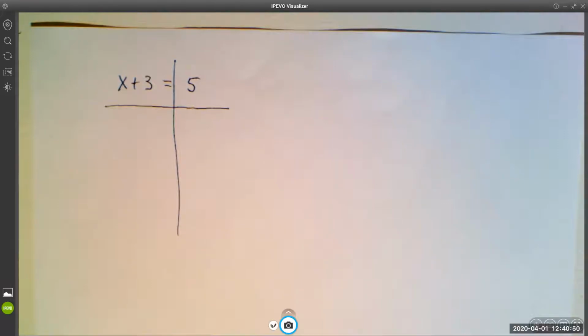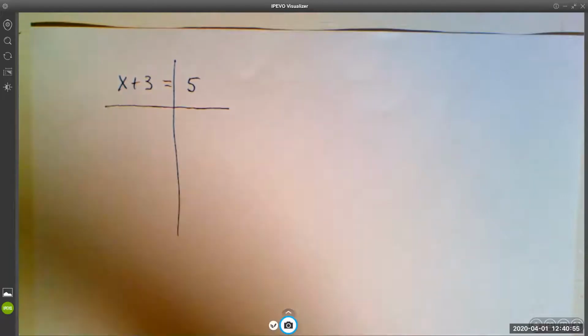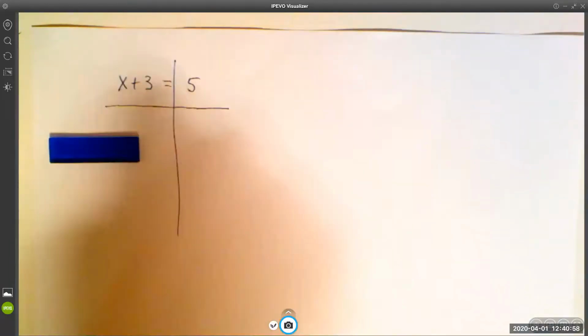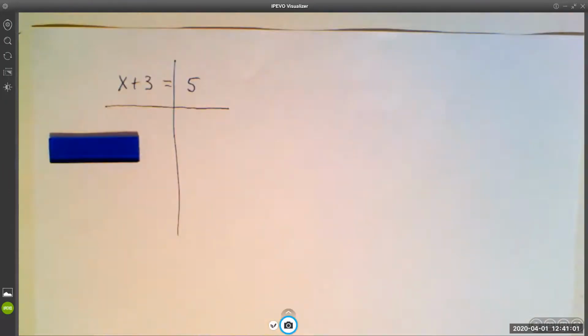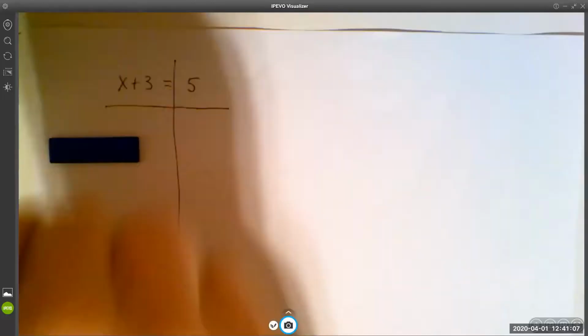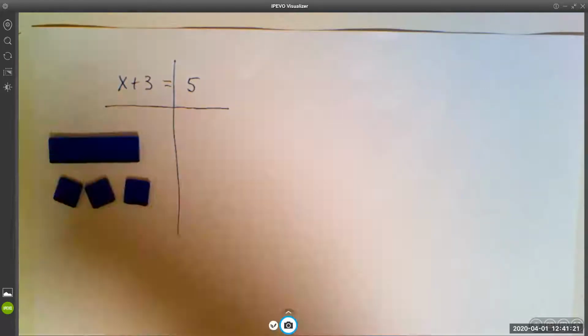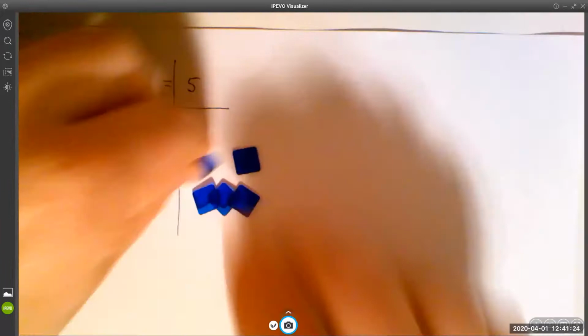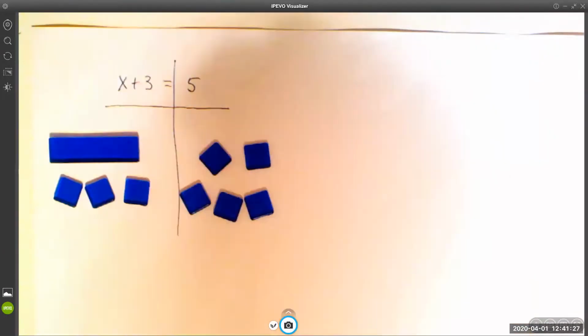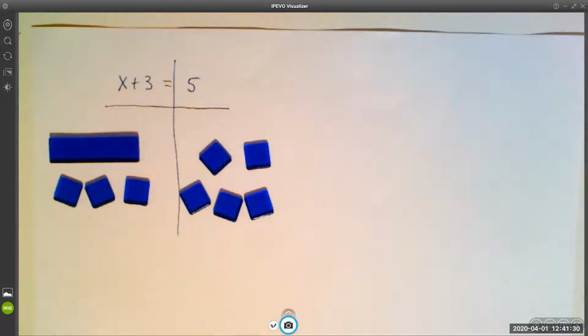So here's how it's going to look for me. I'm probably not going to do the little T thing because I always end up running out of room. But I'm going to put x plus 3 on one side, and then 5 on the other. Okay, so there we've modeled x plus 3 equals 5.